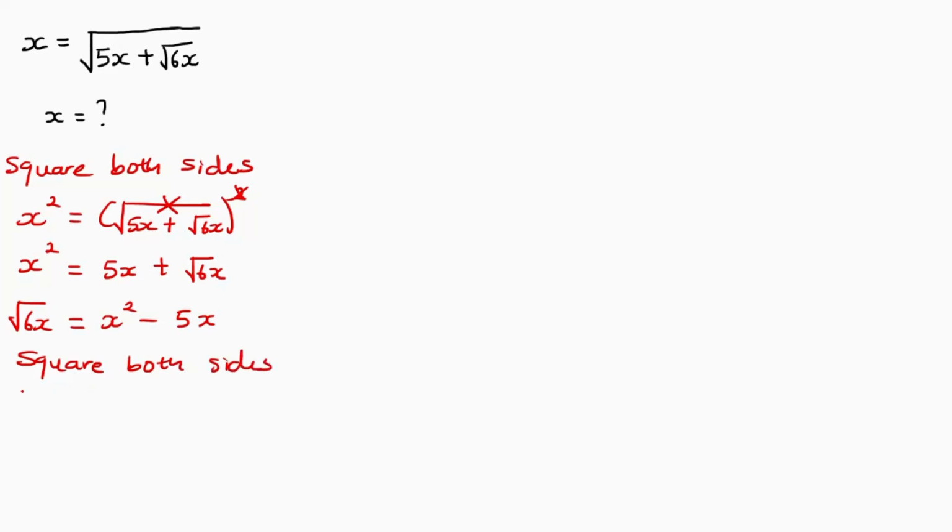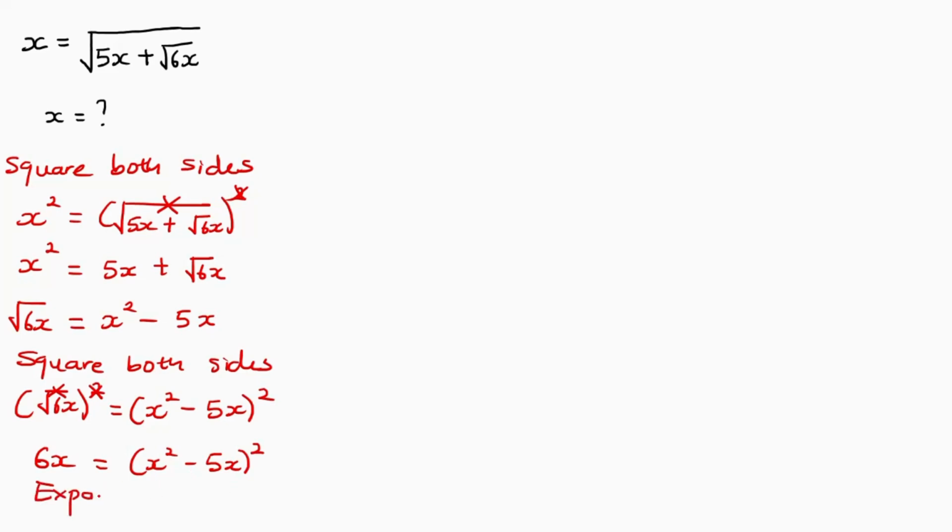So squaring both sides, we have the root of 6x all squared is equal to x squared minus 5x all squared. So this is going to cancel out this, and we have that 6x is equal to x squared minus 5x all squared. So we have this right. The next thing we want to do is to simply expand the right hand side of the equation.